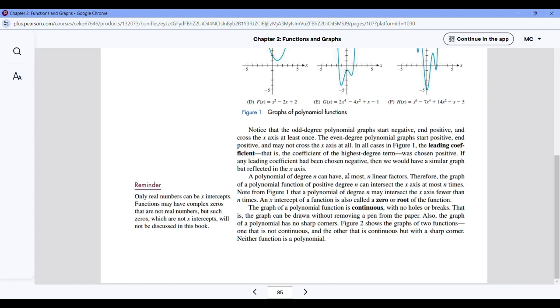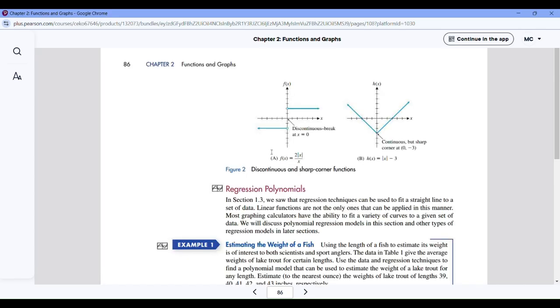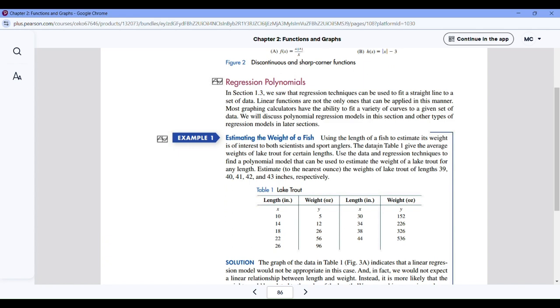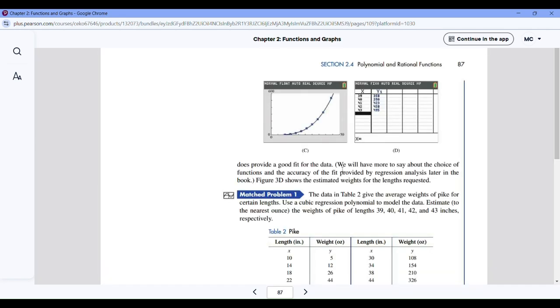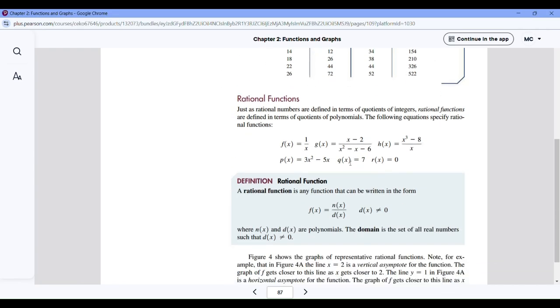So now we're going to look at the information of these kinds of things. Here is an example of where we're going to have a break in the function. When it's less than 0, it's a certain number. When it's greater than 0, it's a certain number, and there is a break. It is discontinuous because we cannot divide by 0. Here, this is an example of a continuous but sharp graph. This is going to the left, this is going to the right, but it is continuous. So the graphs touch. All right, cubic regression. Fine with that. Now I know Desmos can do regression for us.